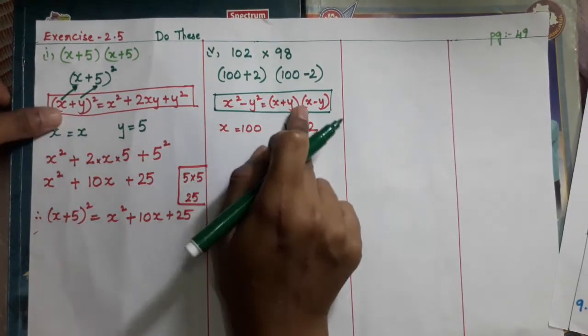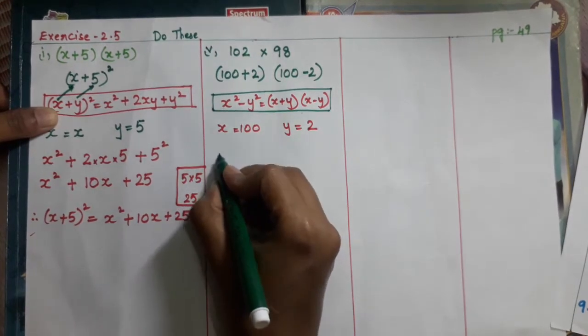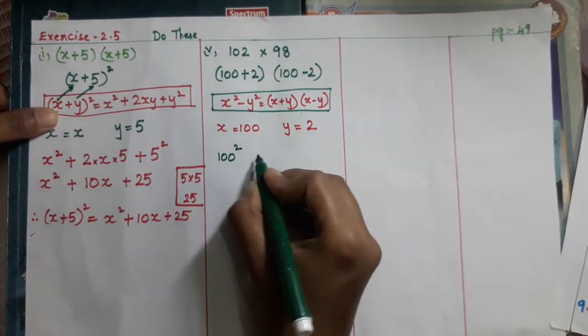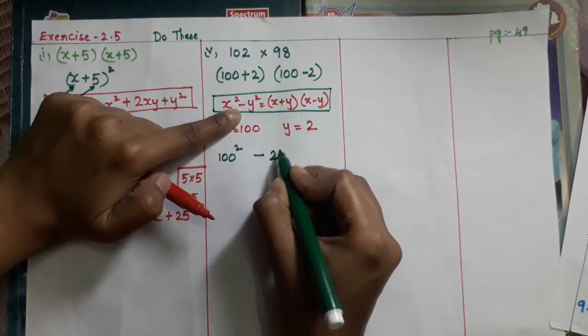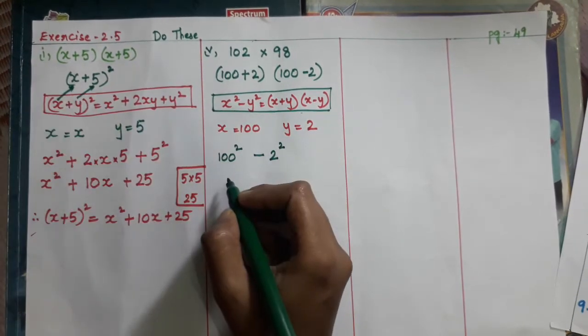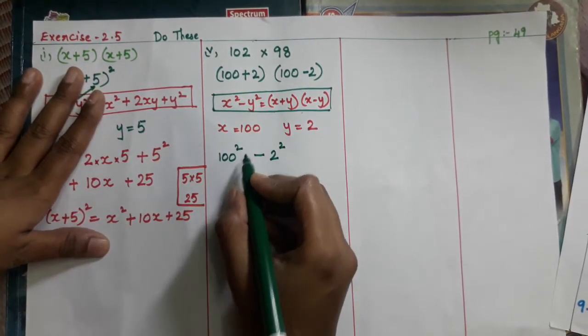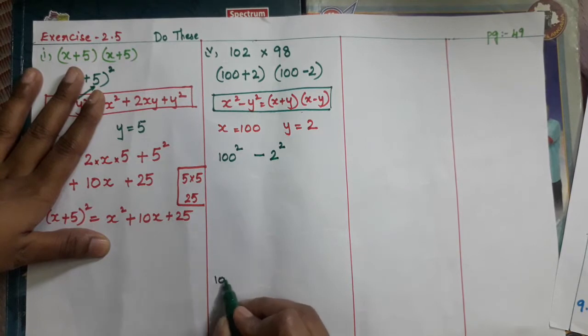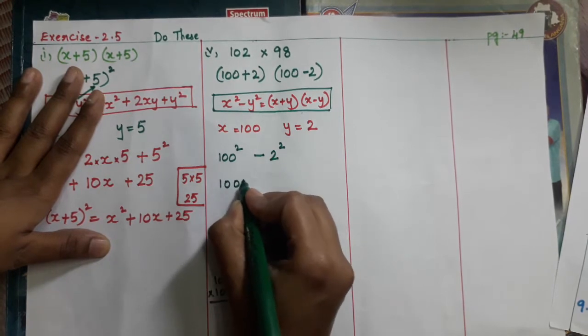Now, already they have given it in this form, and we have to convert it into this form. So x square is nothing but 100 square, minus y is what, children? 2. 2 square. 100 square. 100 into 100 is what? You have to multiply, children. 100 into 100, when you multiply, you will get the answer as 10,000.